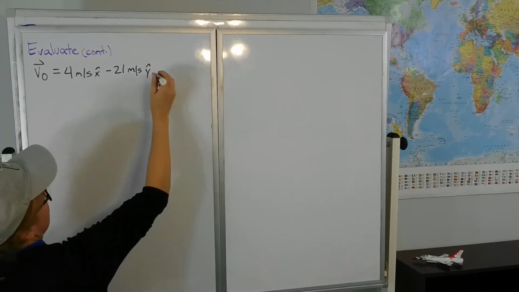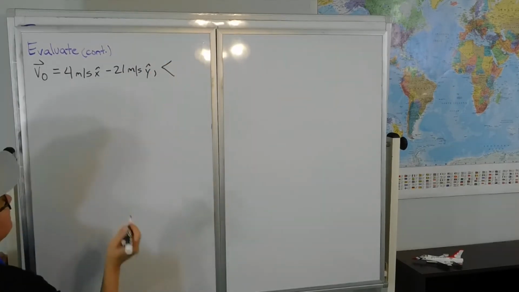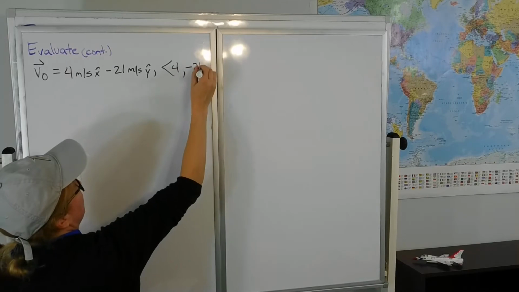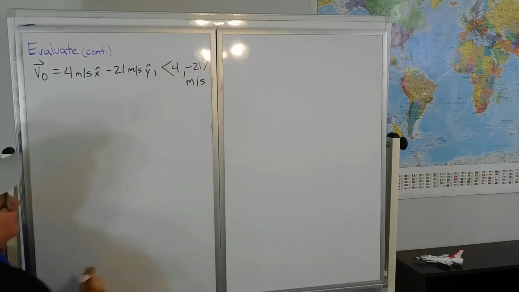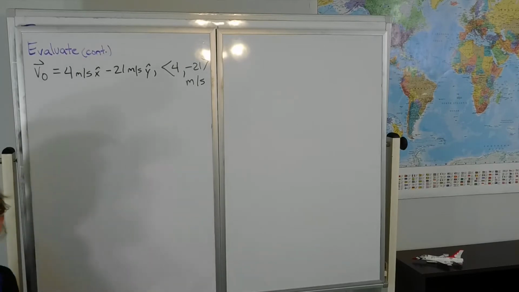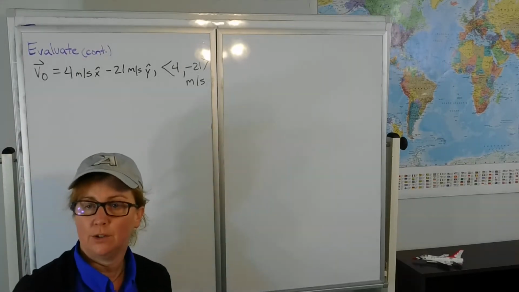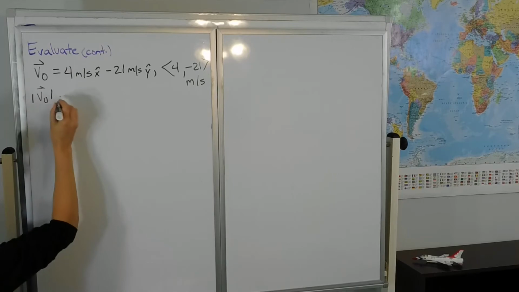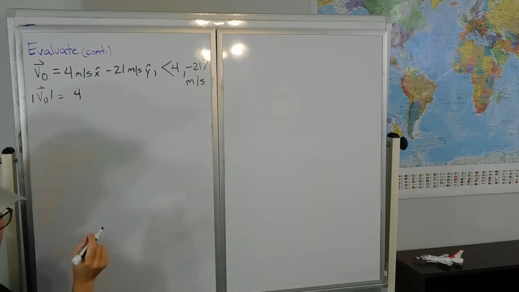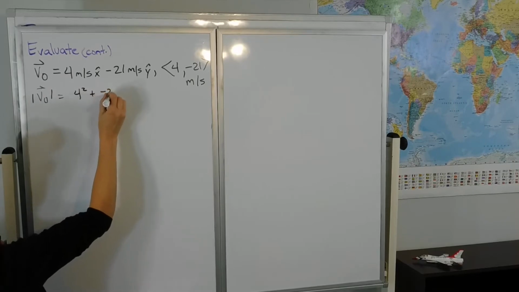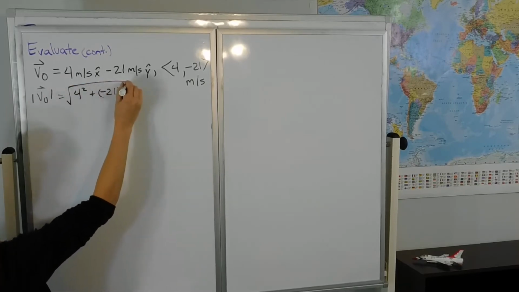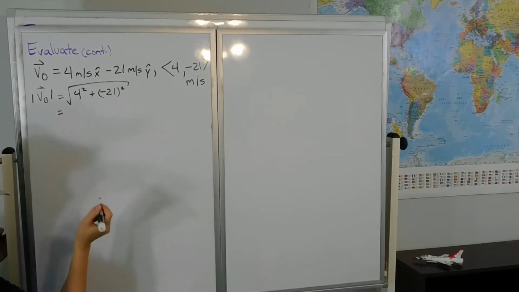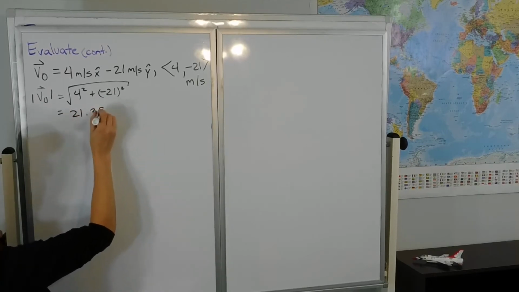Your instructor might want you to express that as a vector this way, as 4 comma minus 21, and then the units afterward, meters per second. So now how do we compute the magnitude of that velocity vector? We use the Pythagorean Theorem. The magnitude of the initial velocity vector is going to be equal to the square root of 4 squared plus negative 21 squared. You can see that that's going to all be positive anyway. And that is going to be equal to 21.38 meters per second.